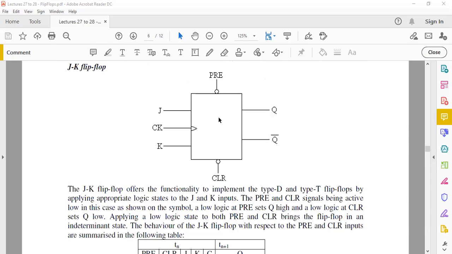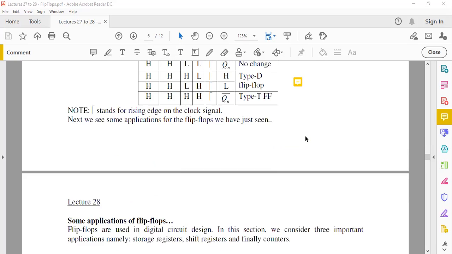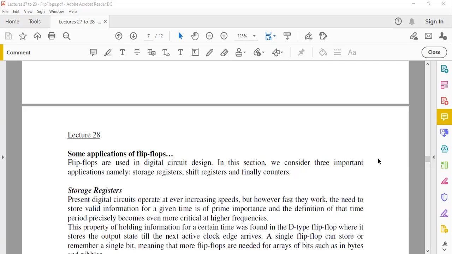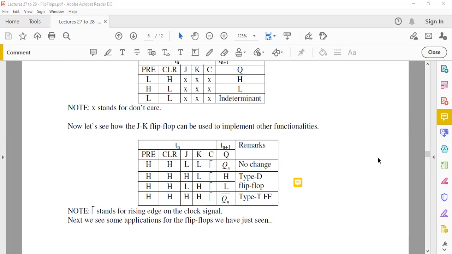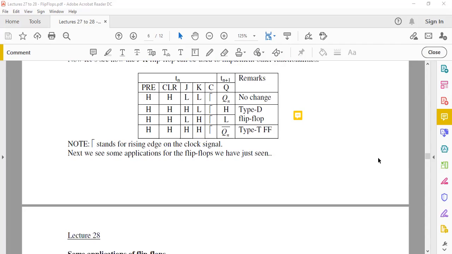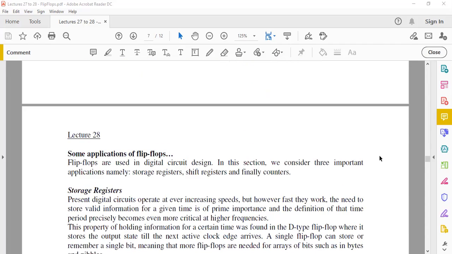So if you use a JK flip-flop, you can implement a D-type and a T-type as well. That's what the function is. It's not really a new flip-flop, it's a universal flip-flop. Using one circuit, you can achieve the function of the others too. So I'm stopping here in this video. The next video is going to look at some applications of these flip-flops where you're going to apply the knowledge we just looked at.